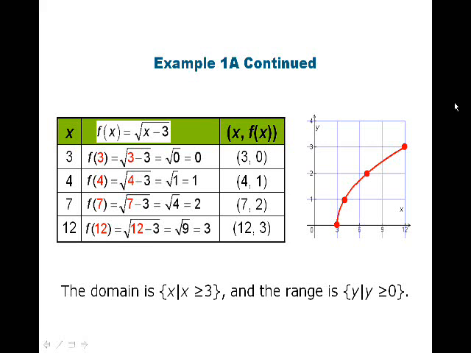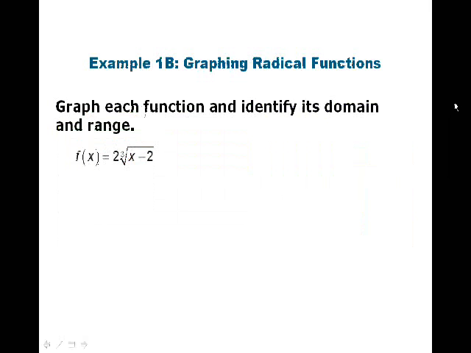The domain for this graph is the set of all x values where x is greater than or equal to 3, and the range is y is greater than or equal to 0. Let's do the same thing with a cube root function. So here we have 2 times the cube root of x minus 2.